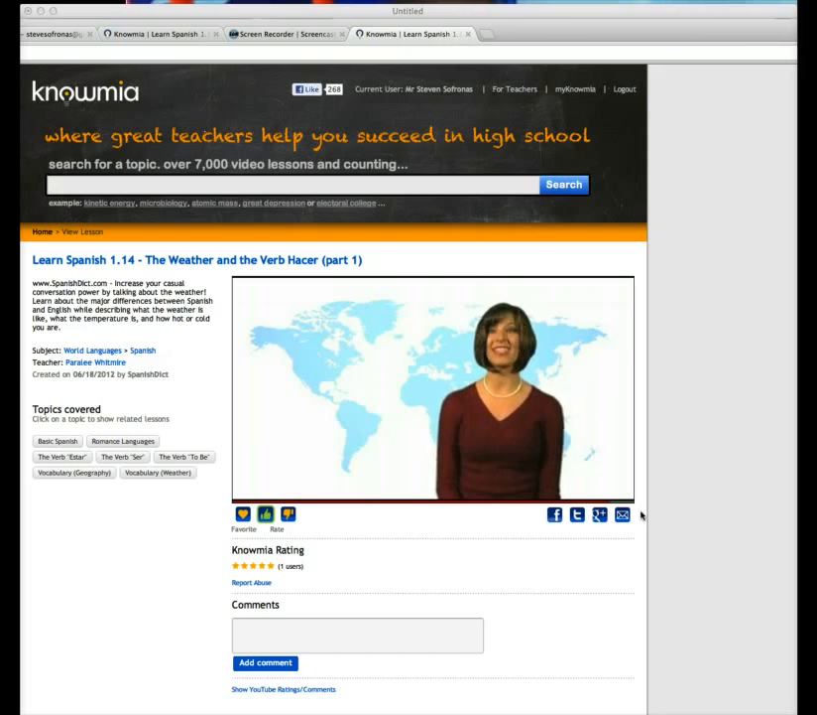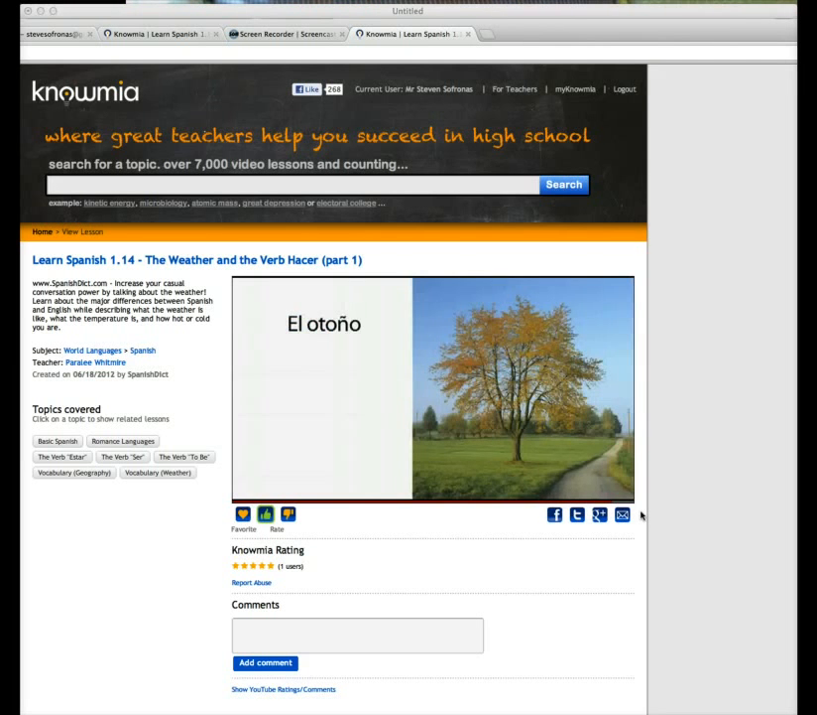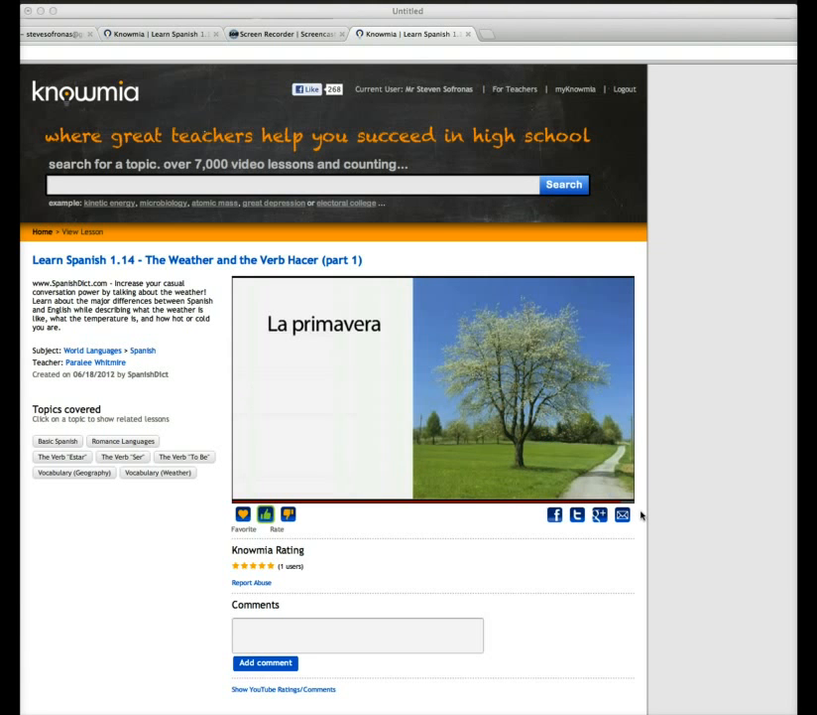Now, all we have left are the other two seasons, and these are my favorite because they're neither hot nor cold. El otoño. Me gustan mucho las hojas bonitas en el otoño. I love the pretty leaves in the fall. La primavera. Me gustan mucho las flores en la primavera. I love the flowers in the spring.